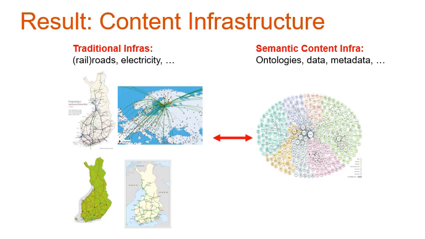The solution is to create content infrastructures. In technology before, different kinds of infrastructures have been built. For example, roads have been built for better transportation. We have electricity infrastructures, radio, and so on. And the same is now happening with content and data. We need a kind of highway of different information so that it can flow freely on the web and in between different systems. The content infrastructure includes ontologies, data, and metadata used in these systems.